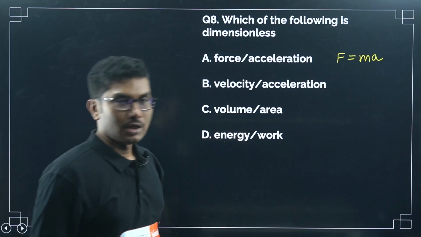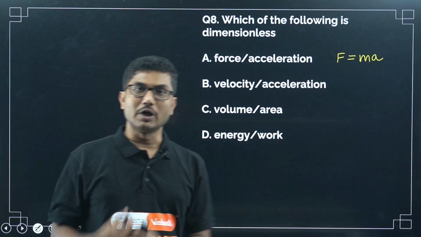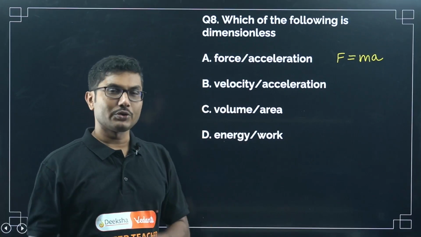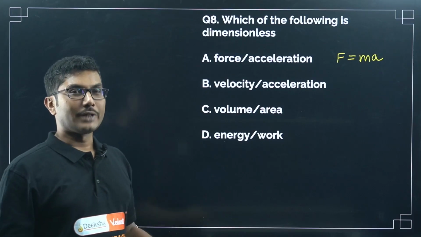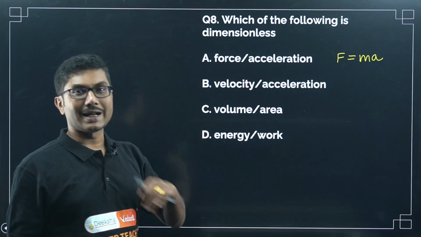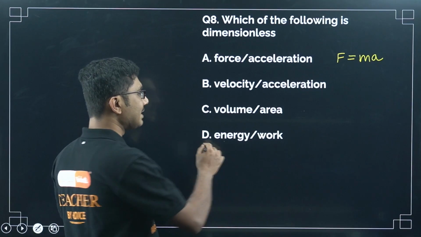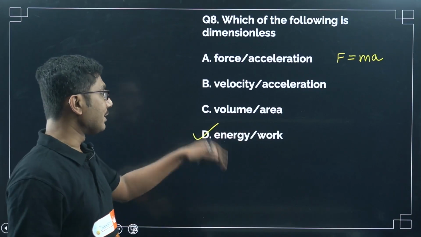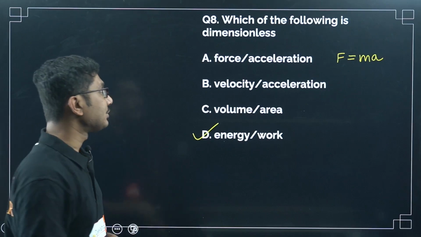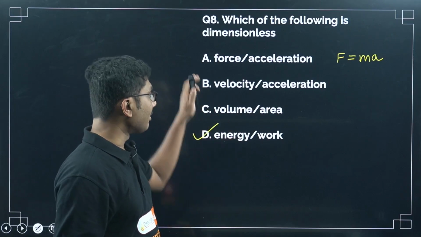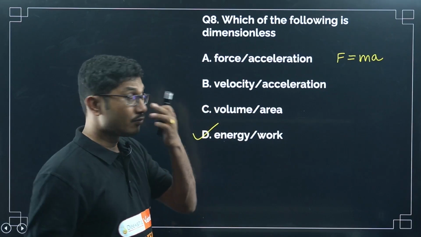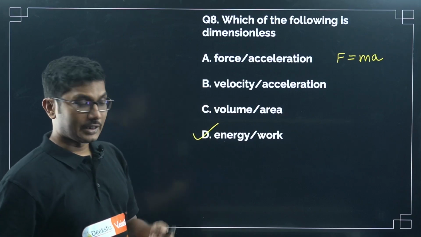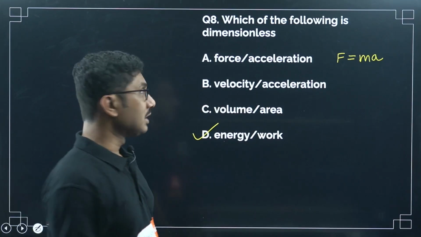Energy and work. Energy is the ability to do work, so energy and work both have the same units. On the other hand, they are the same quantities. So energy and work definitely have the same units, so they will cancel and give you a dimensionless quantity. So just compare the units if you are doubtful, and check whether they give you a dimensionless quantity or not.